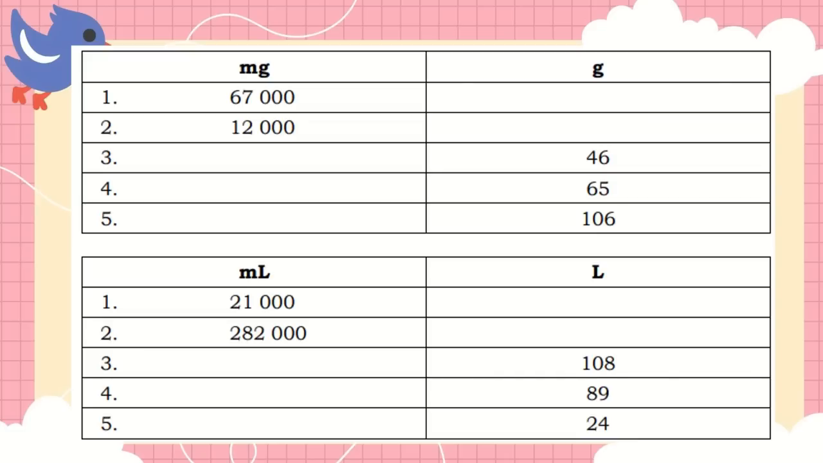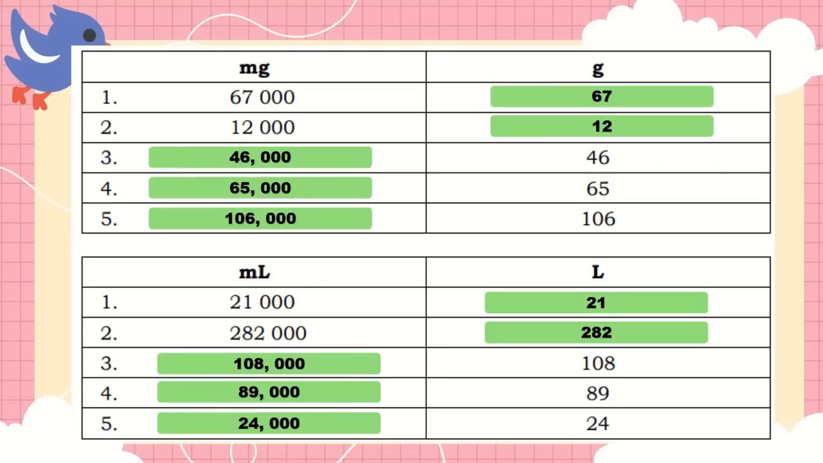Next, complete the table. So here are the correct answers. For number 1, we have 67, 12, 46,000, 65,000, 106,000, 21, 282, 108,000, 89,000, and 24,000.